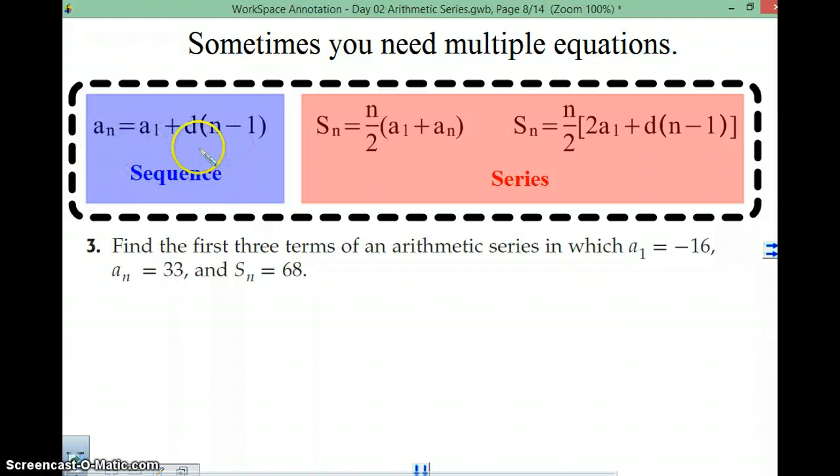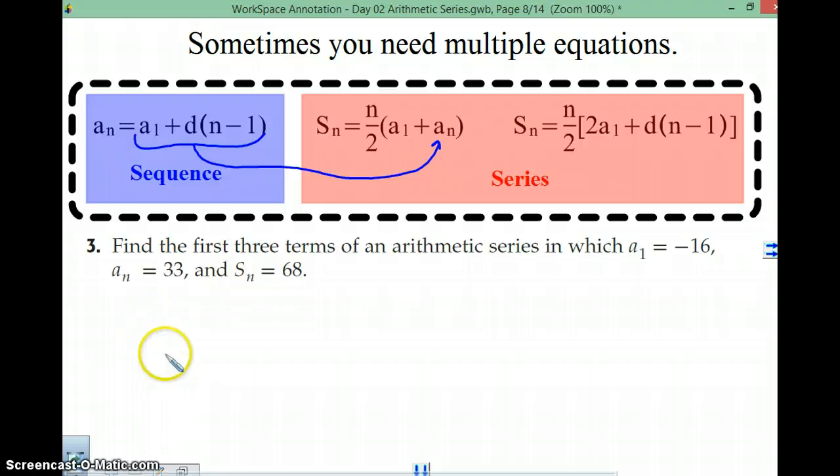Okay. This is our equation for a sequence from yesterday. This is our new equation. Take a look at this. This is a third equation. I don't personally use this equation. If it helps you, then you should use it. Okay? How we get this equation is if you take this and you substitute it into here, right where a sub n is. Then you get this. S sub n equals n over 2 times 2 a sub 1 plus d times n minus 1 from over here. Okay?